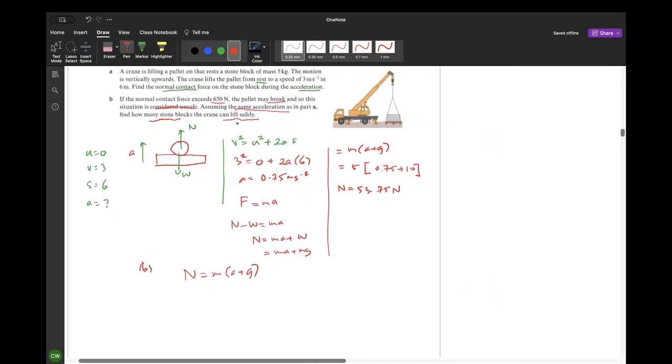What is the breaking force? The normal reaction force will break at 650. m, we do not know how many they can carry. Acceleration is the same, so 0.75. g is 10. So how much is allowed? 650 divided by 10.75. So you allow the mass of 60.465 kg.